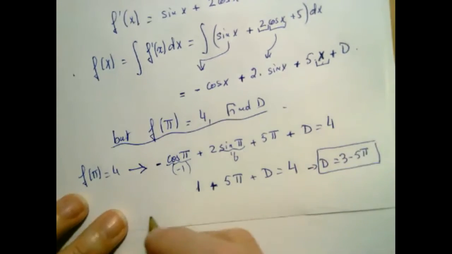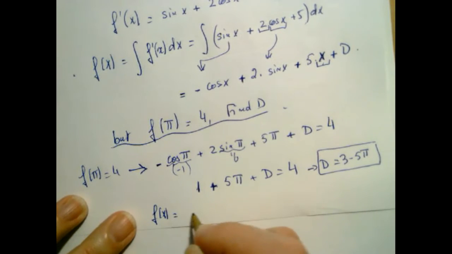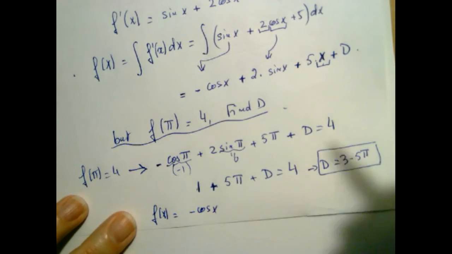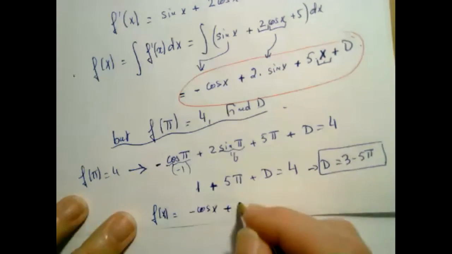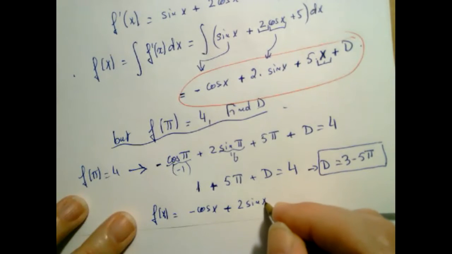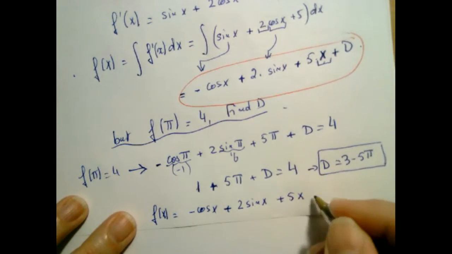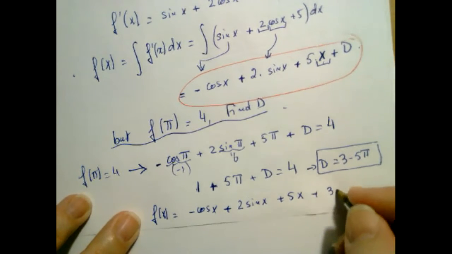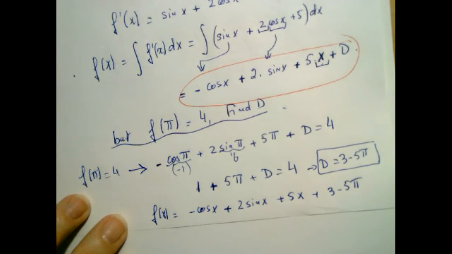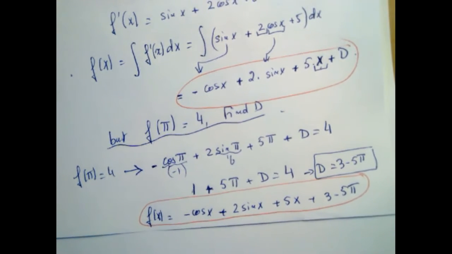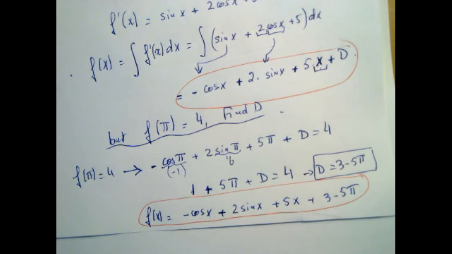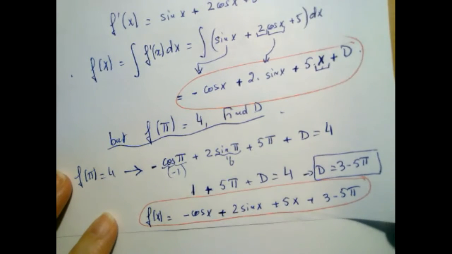And finally, my function is minus cosine x plus 2 sine x plus 5x plus 3 minus 5 pi, where I found a particular d that will send pi to 4. And that's my function. Okay, so it's not really a hard process at all, it's just finding antiderivatives. That's really what it is about. Now I will tell you what the application is for it, and then I'll give you problems along those lines.